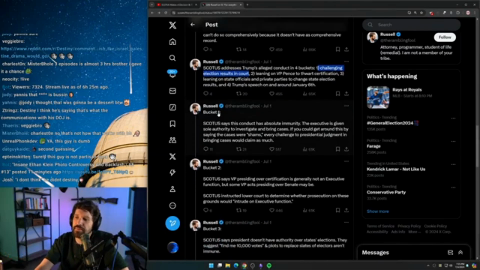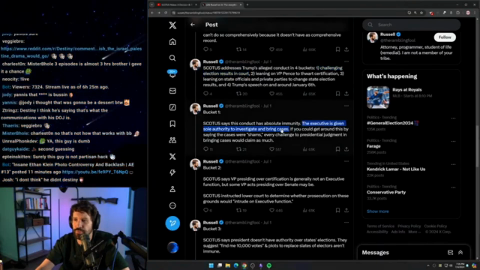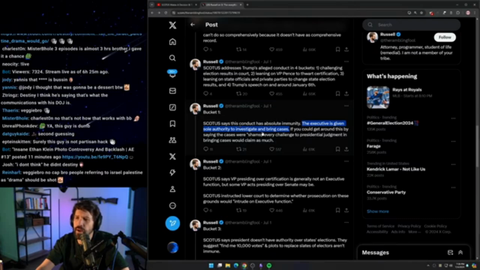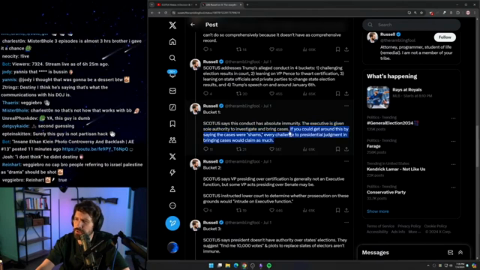Bucket 1, SCOTUS says that this conduct has absolute immunity. The executive is given sole authority to investigate and bring cases. True. If you could get around this by saying the cases were shams, every challenge to presidential judgment in bringing cases would claim as much.